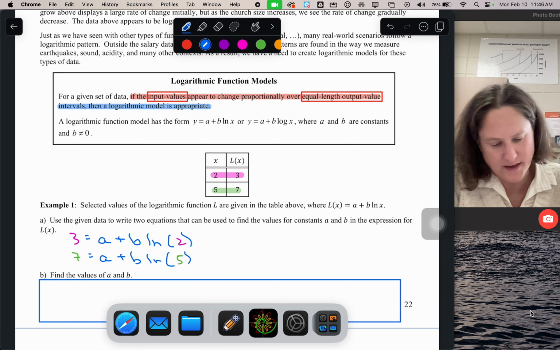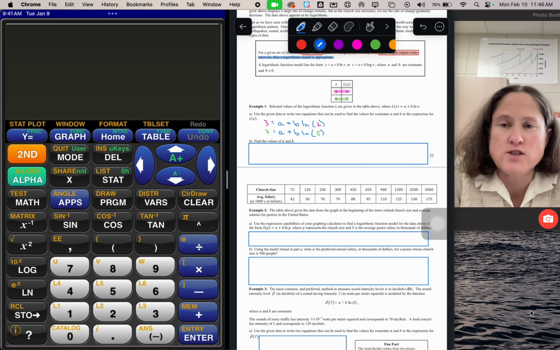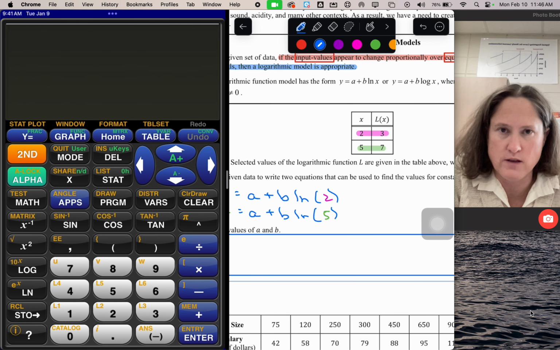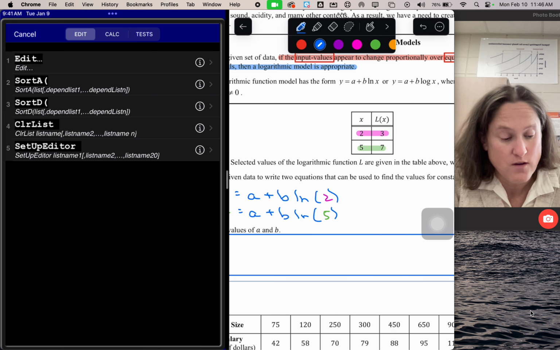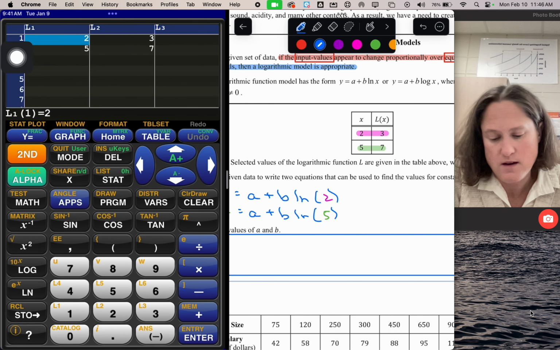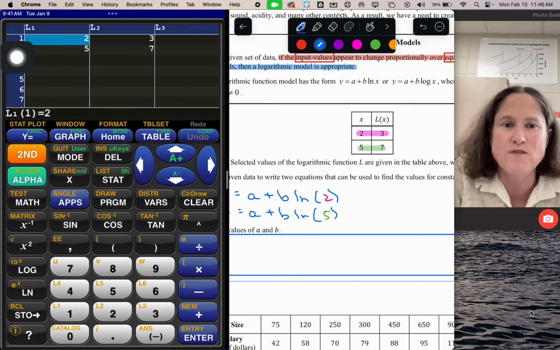Let's go ahead and get that out. To use a regression model, we need to enter this table into our calculator. So you go to Stat. Once you're at Stat, we start by clicking the Edit button, and then you can enter the values that you see for the input and the output.